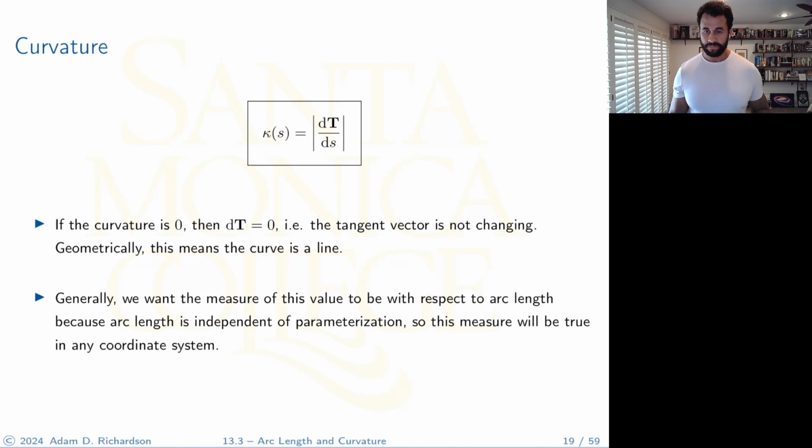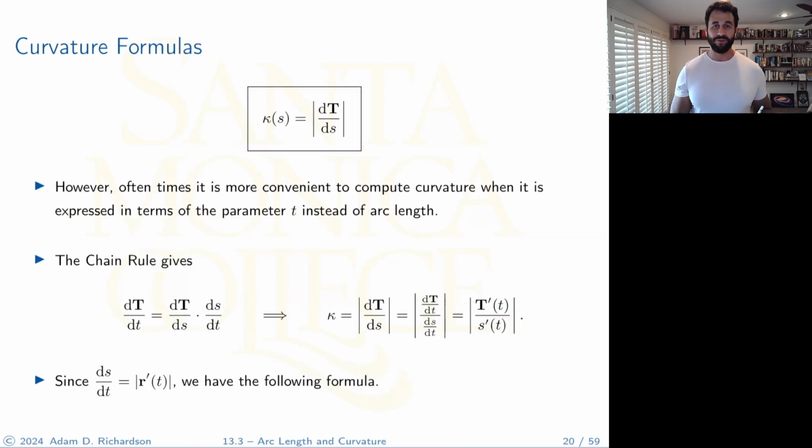Oh yeah, and this is what I already said. Generally we want this to be with respect to arc length, because arc length is independent of parameterization, so it'll be true in any coordinate system. Now, however, this is where the formulas start coming in. Oftentimes it's a lot more convenient to compute the curvature when you can express it in terms of a parameter that is describing the curve itself, right? So it's nice that we have this general idea of curvature, but what about computation? Straight up, how do I compute it when I have a vector function given by r of t equals blah, blah, blah? Now we're going to derive a formula for it.